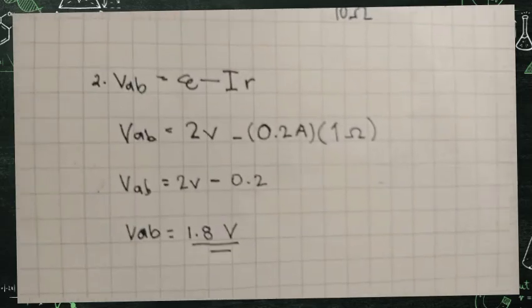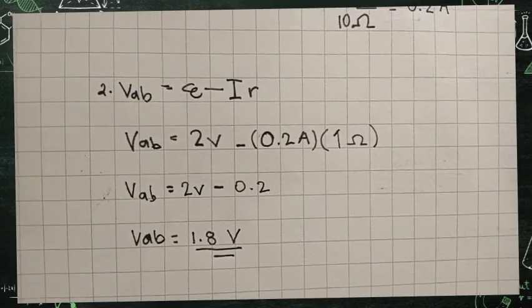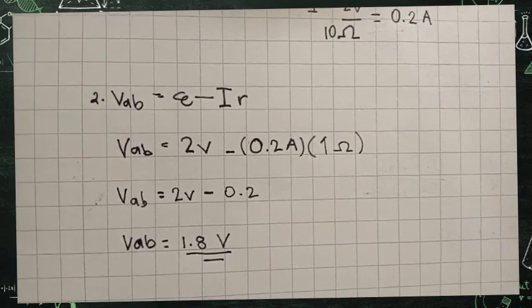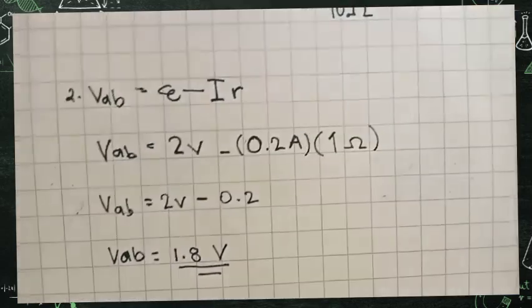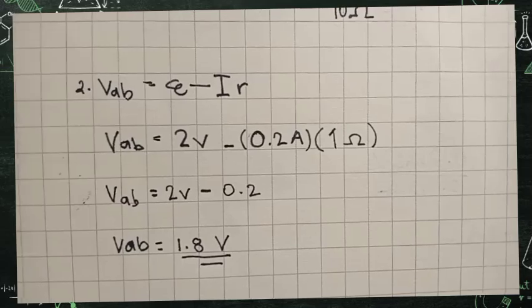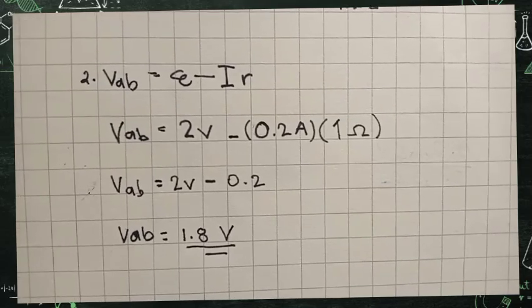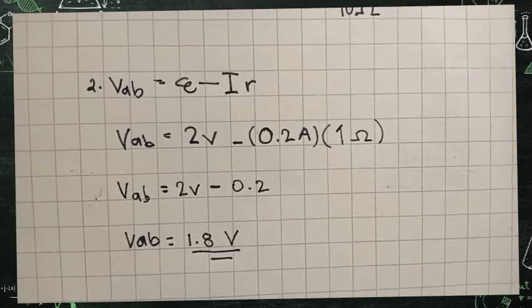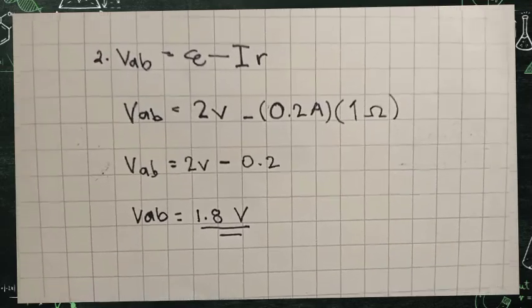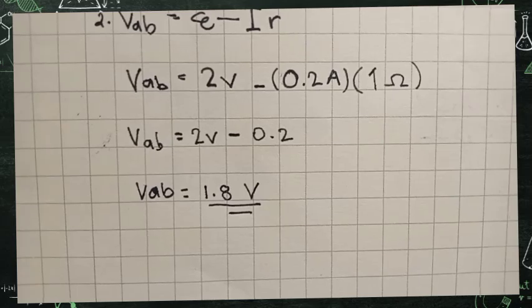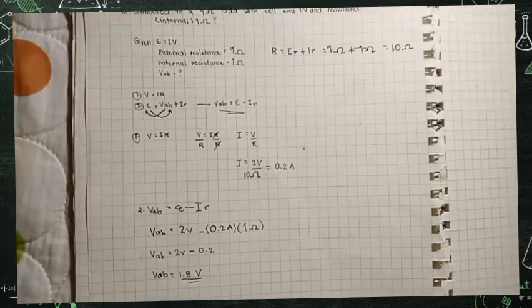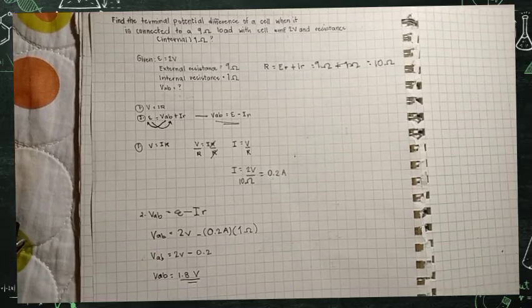So, all you have to do is substitute all the given in our formula. Our EMF, which is 2 volts, our current, which is 0.2 ampere, from here, and our internal resistance, which is 1 ohm. So, VAB is equals to 2 V minus 0.2 times 1. So, 2 V minus 0.2 is 1.8 volts. So, that's how to solve this equation using the potential difference formula.